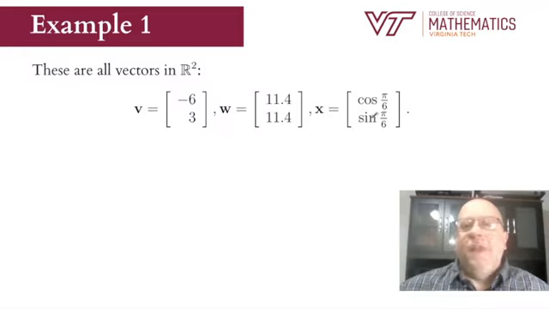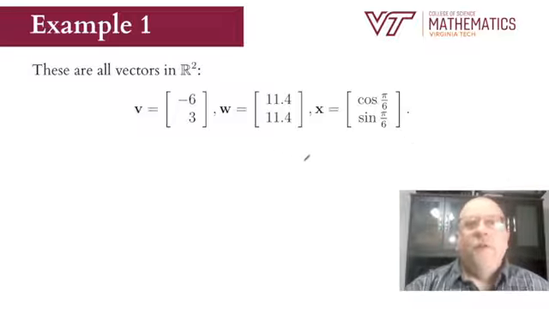These are given in the form of a formula that leads us to the number. Cosine of pi over 6 is the number square root of 3 over 2. And sine of pi over 6 is the number 1/2. But these are still numbers. So all of these are vectors in R2.